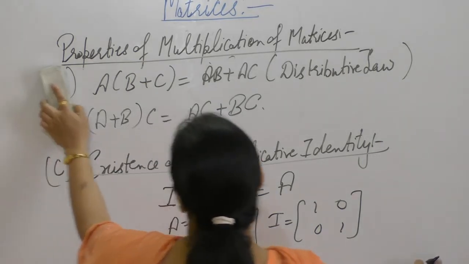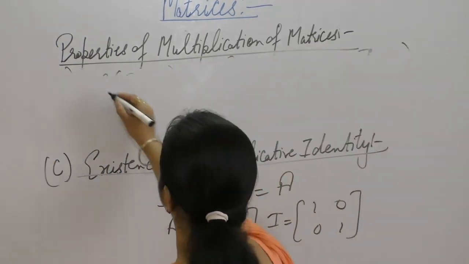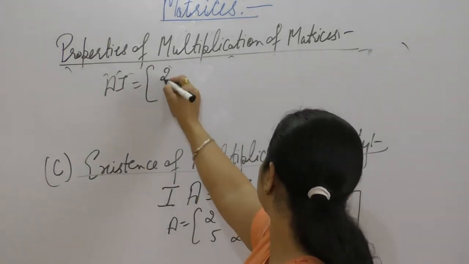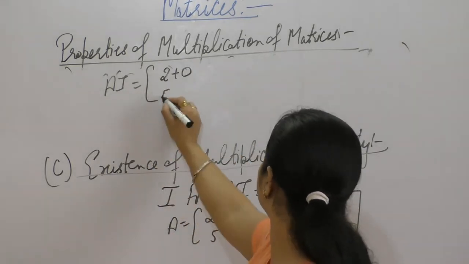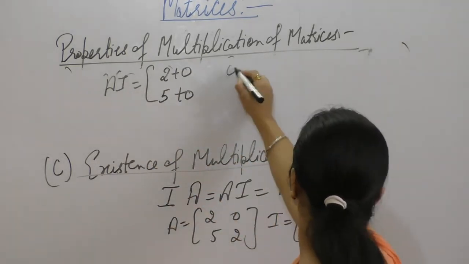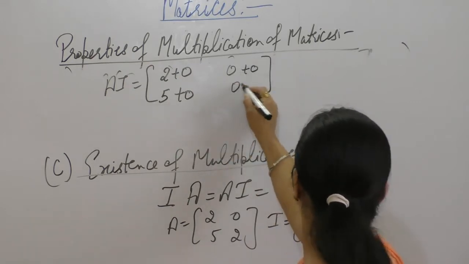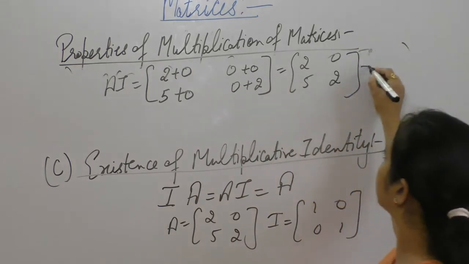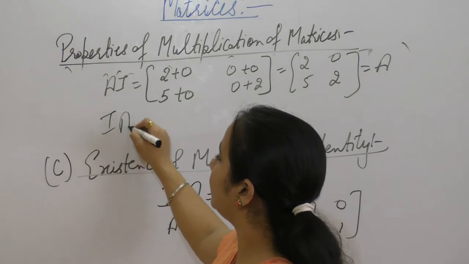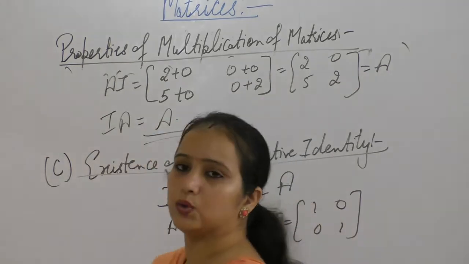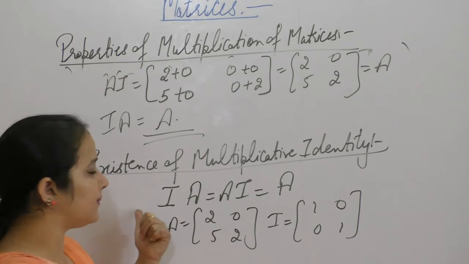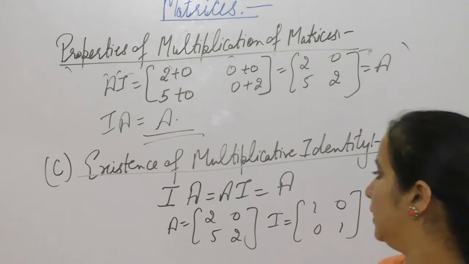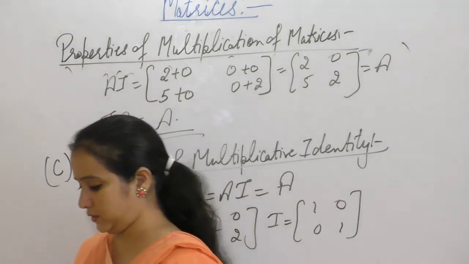Now A into I: 2 into 1, 2 into 0 plus 0 into 1, 5 into 1 plus 2 into 0, 5 into 0 plus 2 into 1, which gives [2, 0; 5, 2]. That is equal to A. Similarly, for IA, it is also equal to A. That is, for every square matrix A, there exists an identity matrix I such that A into I or I into A is equal to A.